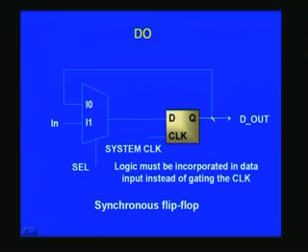And what is stored here will also be fed back. This is a combinational path here, and once the select goes to 0, it will register the same input which was the previous output here. I think this is clear to you. That is what it says: logic must be incorporated in the data input instead of gating the clock as such.